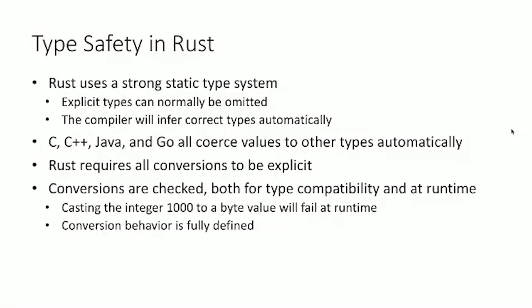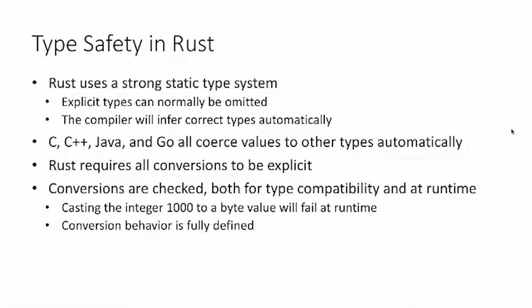Now, these conversions are checked. So let's say that you're converting between a 32-bit integer, so a range of 0 to 2 billion, and an 8-bit integer, a range of 0 to 255. If your integer is 1,000, and you try that conversion, it'll fail at runtime, because there is a runtime check inserted there automatically. However, if you're converting from the byte to the 32-bit, there's going to be no check, because the language understands that that conversion can't fail, and thus eliminates the extra cost.